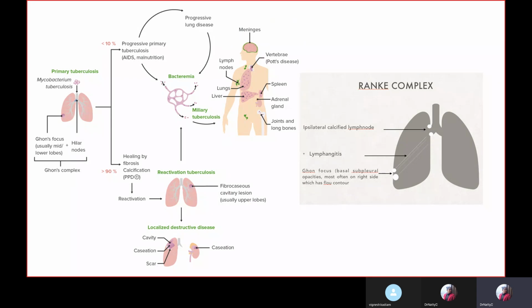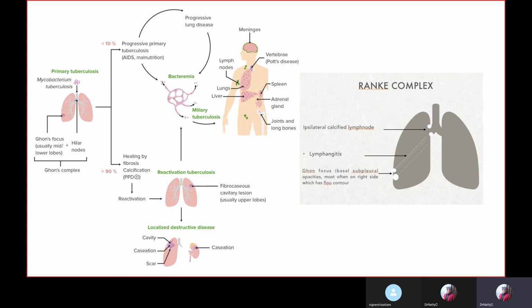Next one is tuberculosis. Tuberculosis is caused by Mycobacterium tuberculosis, a bacterial infection. As soon as the patient gets the infection, there are various manifestations that can happen. First, the patient will have a primary tuberculosis, a lung infection.